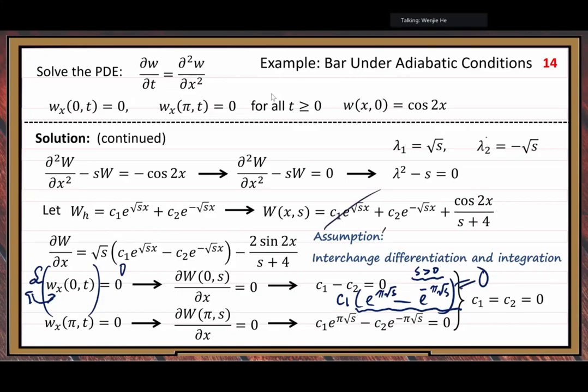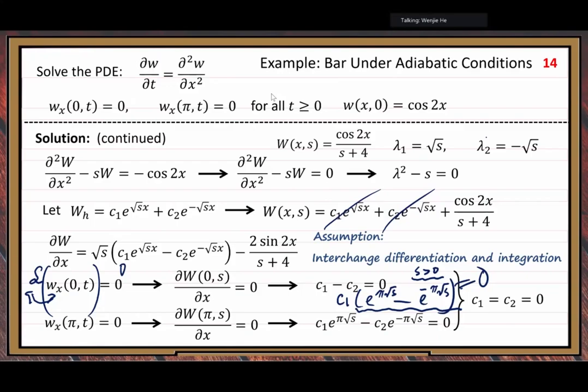Then this part is gone. So we only have the last term. So the final solution, capital W function, is this function. No constant. But our goal is to find little w. So we need to take the inverse Laplace transform of capital W with respect to s. We treat x as constant.